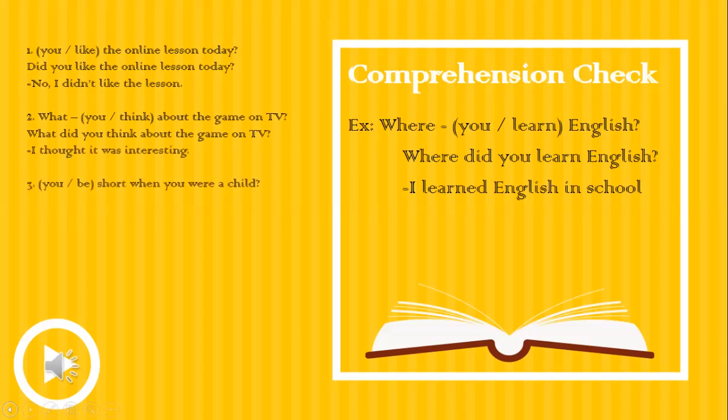Number 3, you be short when you were a child. Here, there is no question word, so we must use did, didn't, was, wasn't, were, or weren't. Were you short when you were a child? Yes, I was only 100 centimeters. Because of did and were as the first word in the question, we know that the answer is always yes or no.